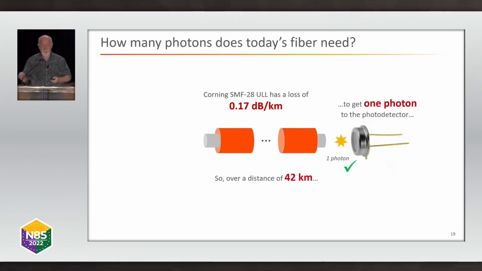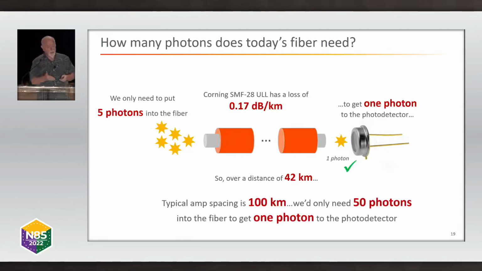So over a distance of 42 kilometers, to get one photon out of the end of that fiber, we only need to put 5 photons in at the beginning. So that's a big improvement on 3.28 times 10 to the power 80. A typical amplifier spacing is 100 kilometers, and we'd only need 50 photons into the fiber to get one photon out the other end.